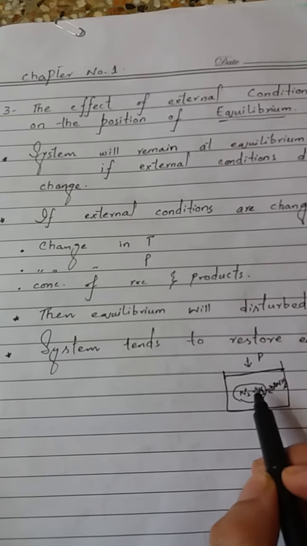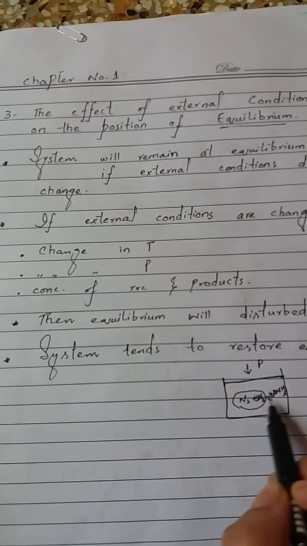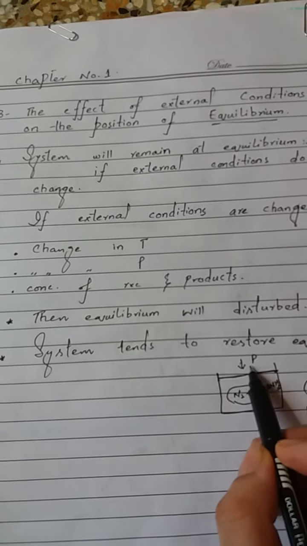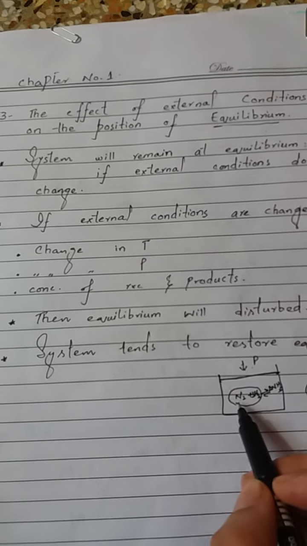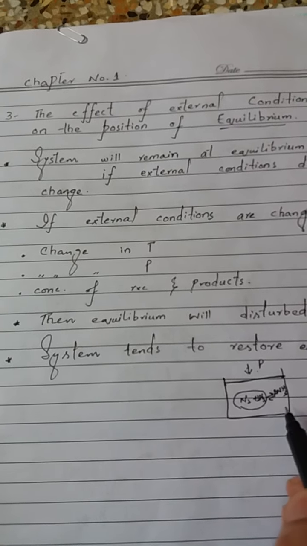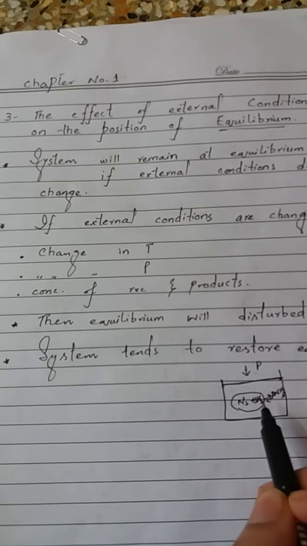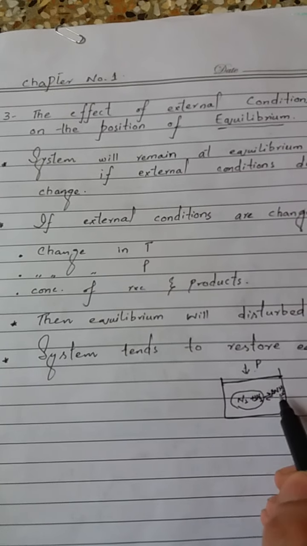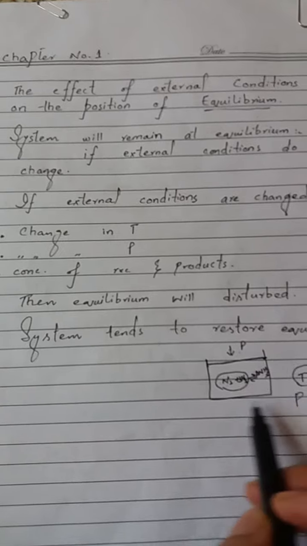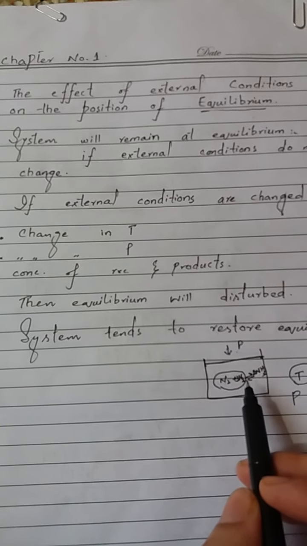Whenever a system is at equilibrium, it will remain at equilibrium until the external conditions such as pressure, temperature, concentration of reactants and products, or catalyst are changed. However, if these external conditions change, the system tends to restore equilibrium again. This phenomenon is also known as Le Chatelier's principle.